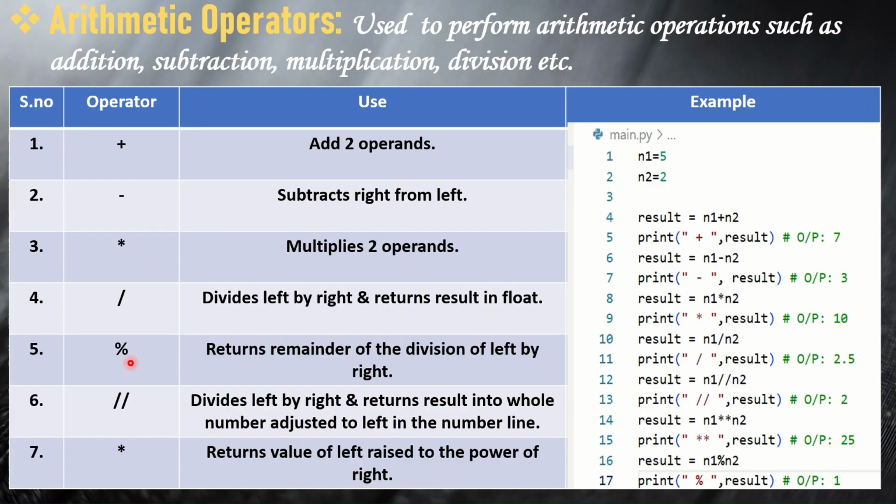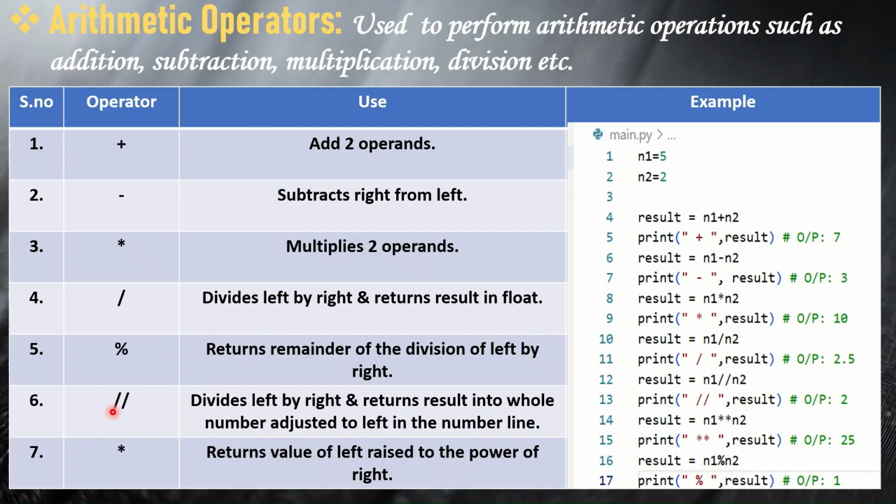And the next one is the percentage, or modulus, operator as we can call it. It returns the remainder of the division of the left hand operand by the right hand operand. So n1 percentage, or modulus, n2 results in the output value 1. 5 divided by 2 results in the remainder of 1, right? So it gives the remainder as 1 finally.